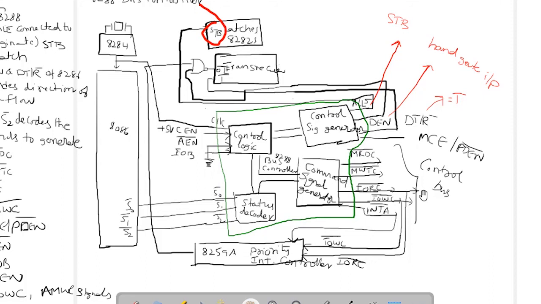And in the next class we will discuss the timing diagram of the maximum mode configuration.